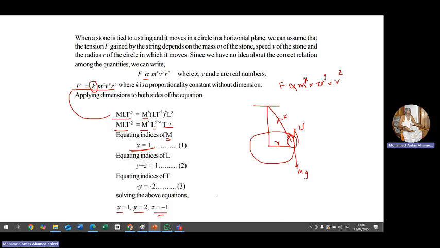So the correct equation is F is equal to, we cannot find the K value dimensionally, K into m, V squared, and R to the power minus 1. So F is equal to K m V squared over R. This is the derived formula for the tension F in the string of a stone moving with radius R and velocity V.